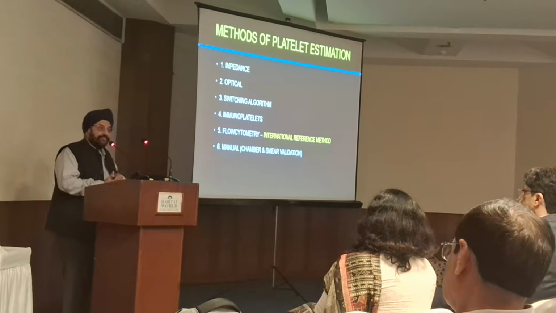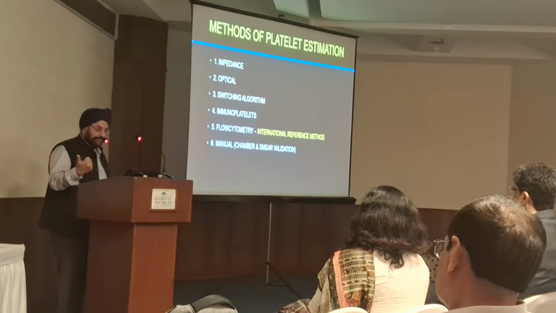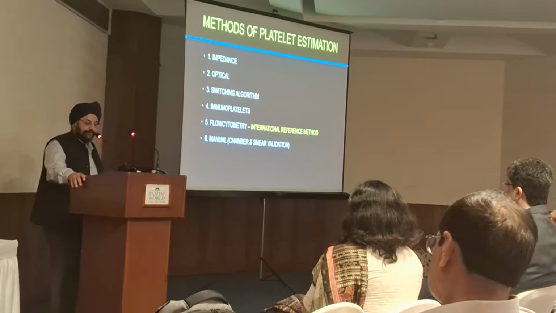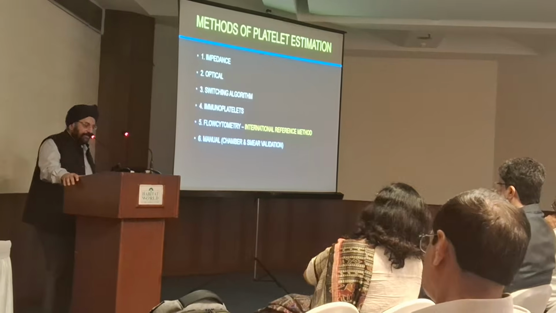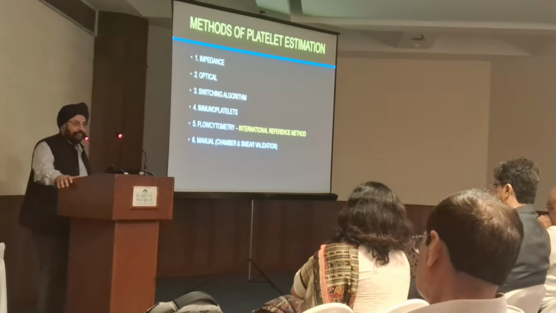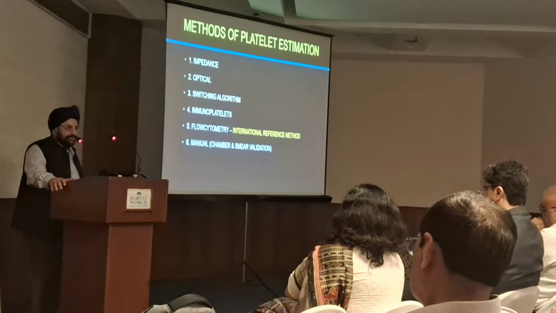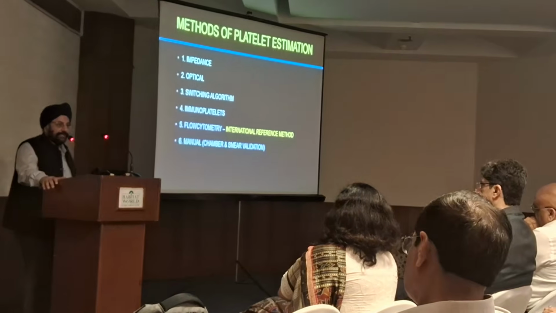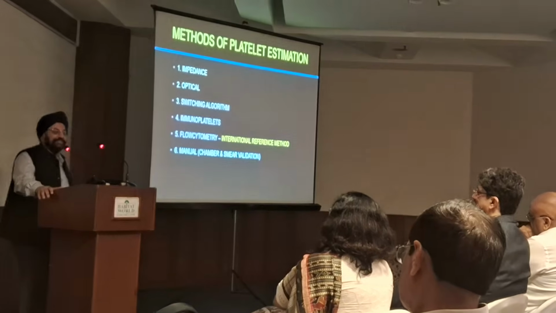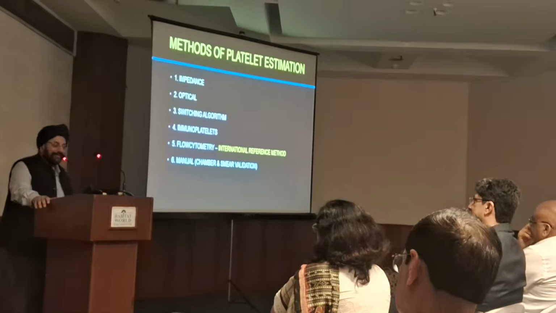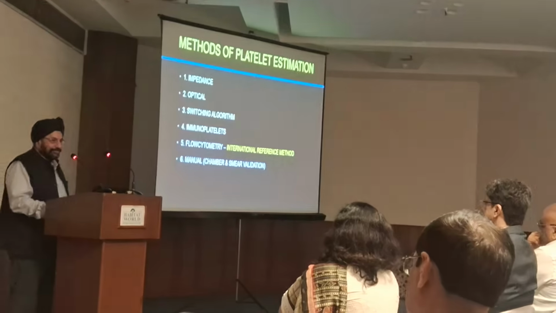Then we have immunoplatelets, which are nothing but CD61 tagged platelets. They are as good as the reference method, which is flow cytometry. And last but not the least, the manual method that we've been doing for donkey's years, chamber and smear validation. And believe you me, sometimes even the fluorescent platelet cheats me. I always go back to the manual method. It is the most time-tested method.